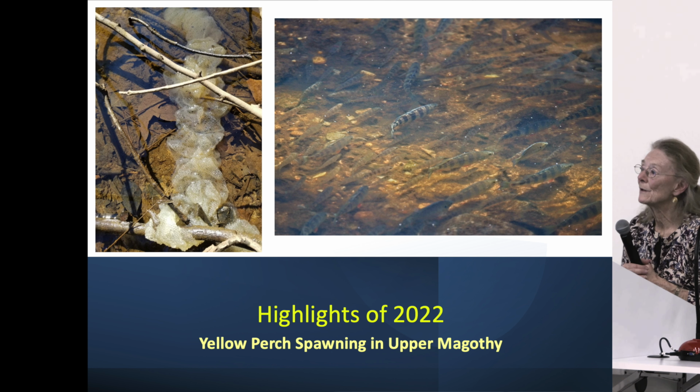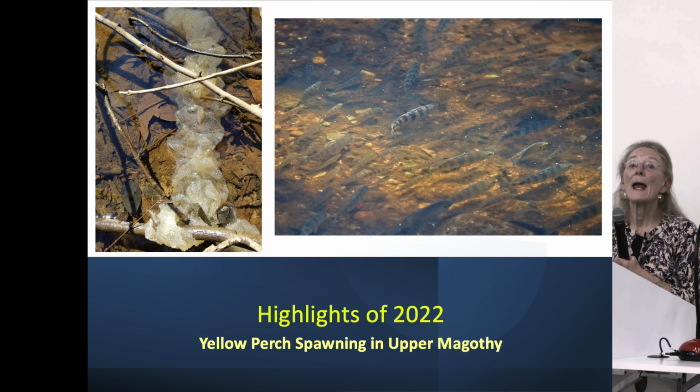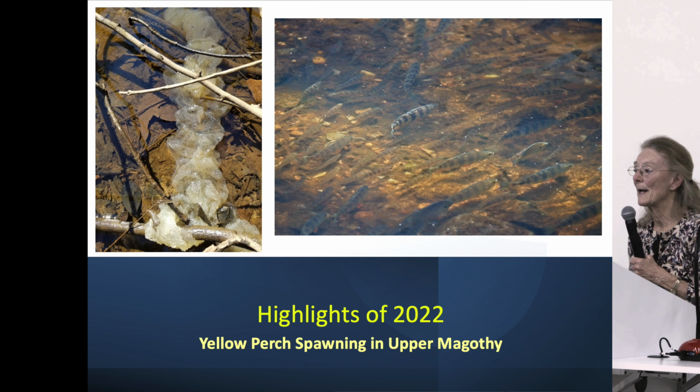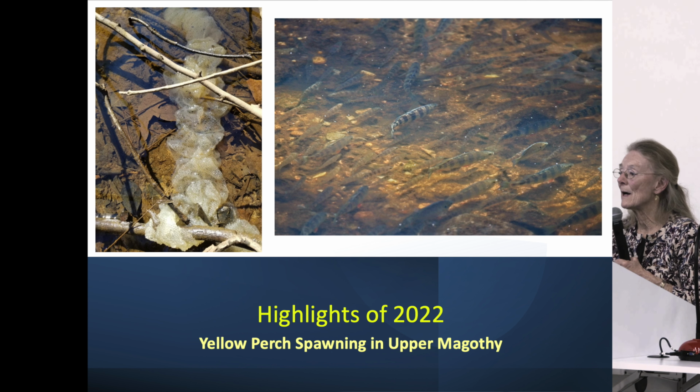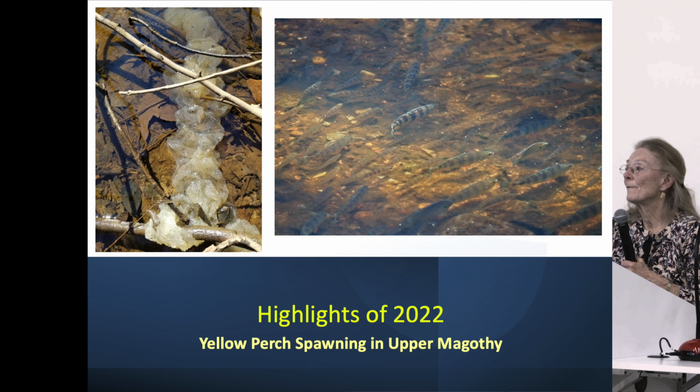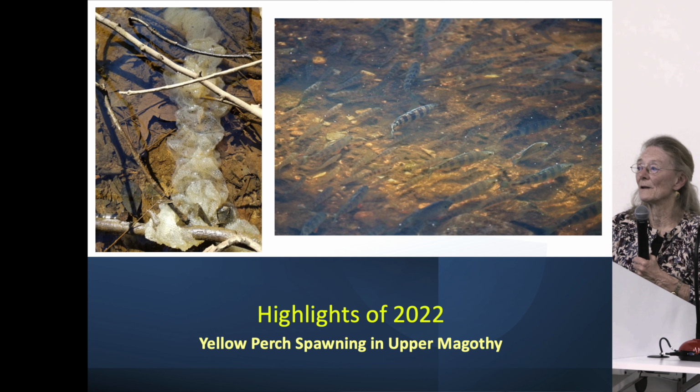And we had very good spawning in 22. And again, we just finished the spawning season of 23. And again, we had really good spawning activity. So I think we have now really a sustainable fishery for the yellow perch, even if the Department of Natural Resources doesn't think so. We think so.